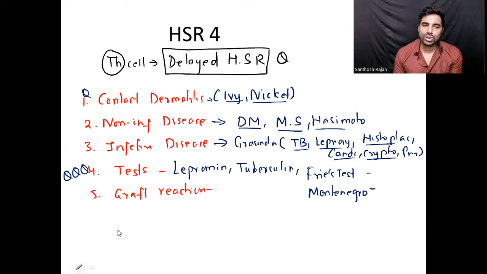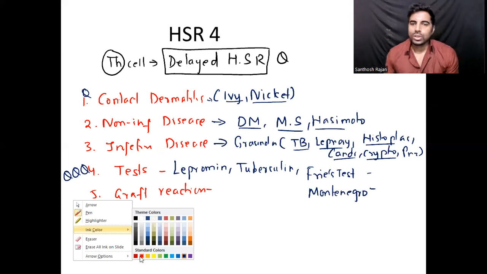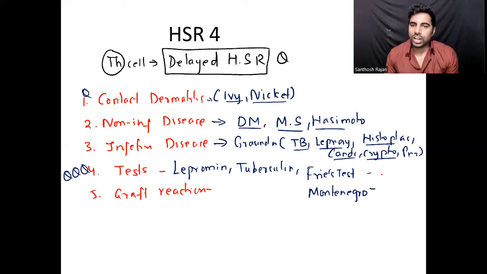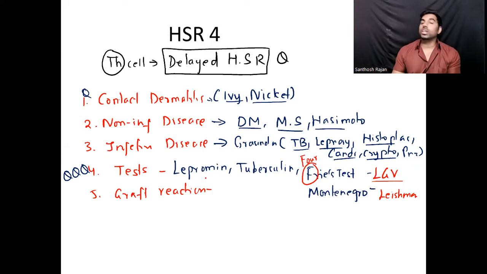These tests are done for which organism? I'm going to tell you that. So the Frei test is for lymphogranuloma venereum. It's caused by Chlamydia, one of the Chlamydia L1, L2, L3 species, remember? So for that we do the Frei test. Montenegro is for Kala-azar, that is for Leishmania. If you forgot, F was for 4, if you remember. Many times people get confused. Casoni will not come here. Casoni is allergy, type 1. But lepromine, tuberculin, Frei, Montenegro will be in type 4 only.